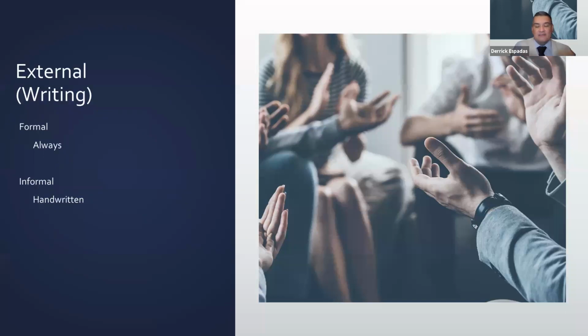Now, externally, very similarly, an informal form of communication that we can do externally is handwritten. So if you're handwriting a letter, we want to be less formal because it is more of an intimate communication, more of a personal appeal. That's when you would still want to be professional, but maybe just a little more conversational in tone, just a little. Remember, we always want to be a step up from the norm.